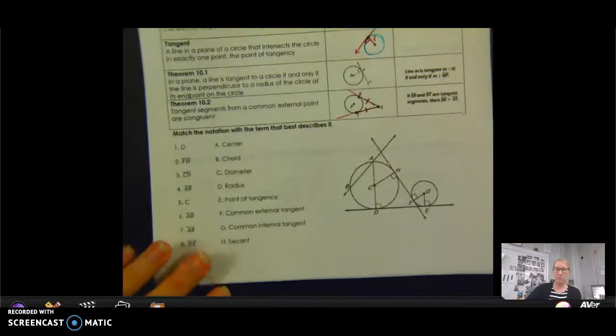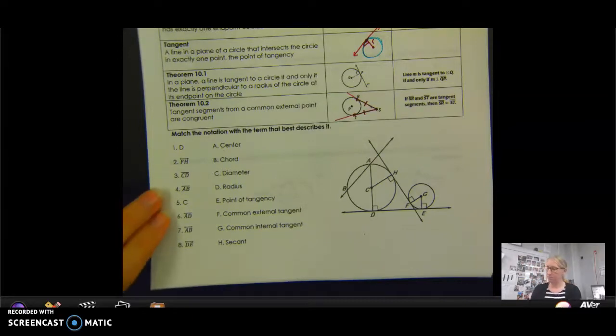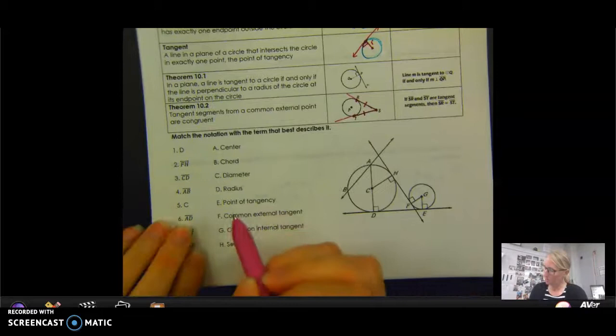Match the notation with the term that best describes it. So what I want you to do is pause me and try to match these up according to what we know and what we just learned. Okay? I'm not going to go in order, so unpause me when you're done. I'm just going to go with where I know.